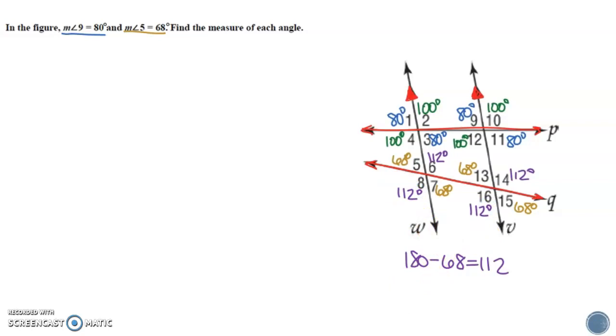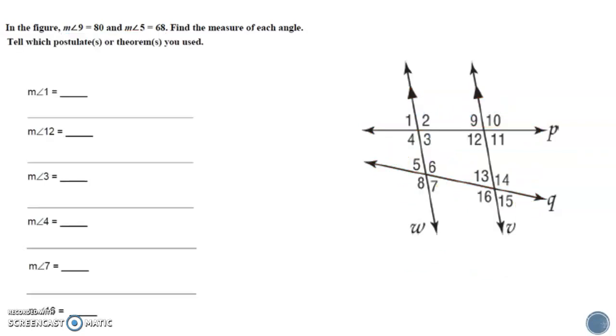So take a moment using your picture to fill in the measurements that are asked for. And once you fill in the measurements, please justify with a postulate or theorem that you used. For example, I know that the measure of angle 1 is 80 degrees because I was told that angle 9 measures 80 degrees, and angle 1 and angle 9 are considered corresponding. And by the corresponding angle postulate, I know that those two should be congruent. So I would write corresponding angle postulate.